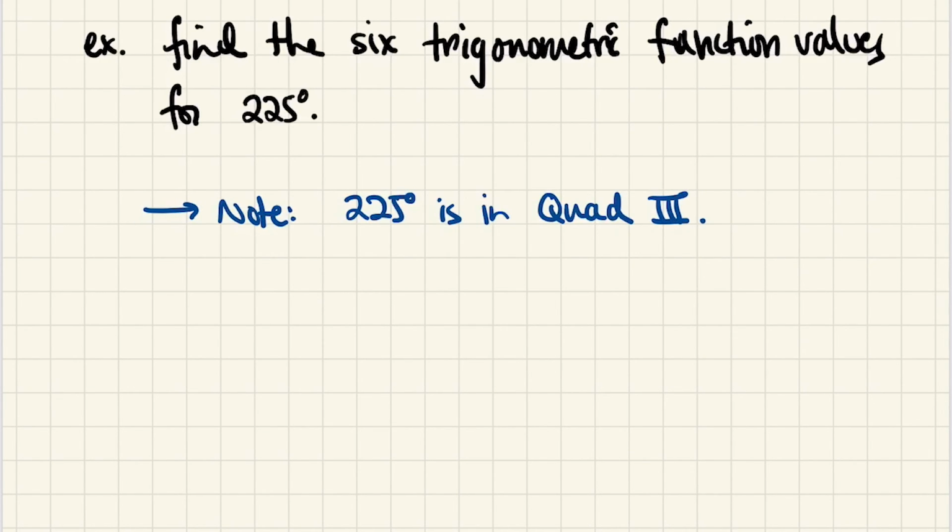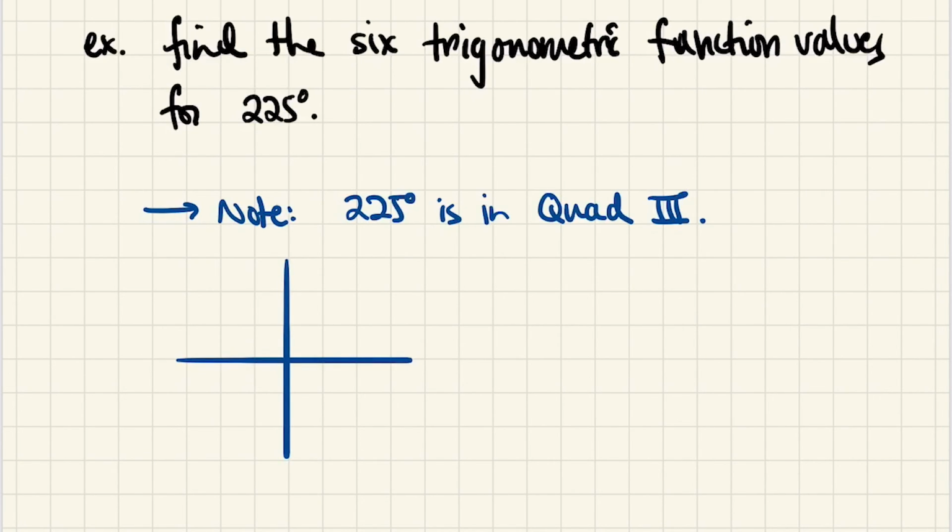So 225 degrees is in quadrant 3, right? It's between 180 and 270. So that tells us two things. One, it tells us how to find its reference angle, because we know that we just need to subtract 180 from it. And two, it tells us exactly which trigonometric functions will be positive and which ones will be negative. So let's start with the reference angle.